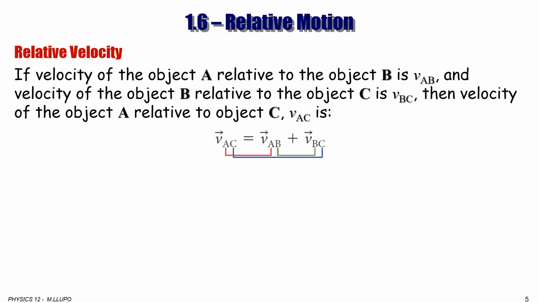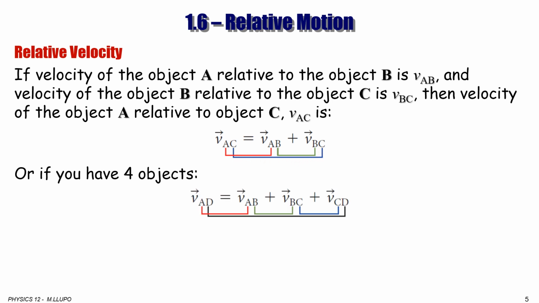And then the velocity of object A, which is the first one, relative to object C, which is the last one. What about if you have more than three? What about if you have four objects? That is the same thing. First and last object. We're talking about the velocity of the first object relative to the last one, which is equal to the velocity of object 1 relative to object 2 plus the velocity of object 2 relative to 3 plus the velocity of object 3 relative to 4, which is equal to object 1 relative to 4, the fourth object.